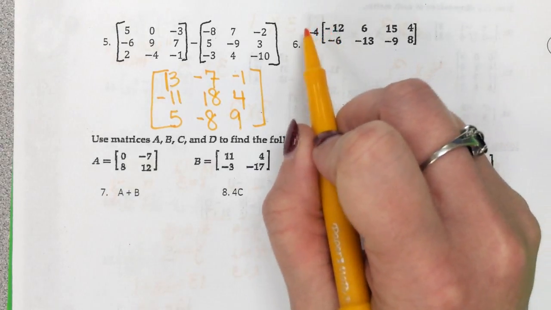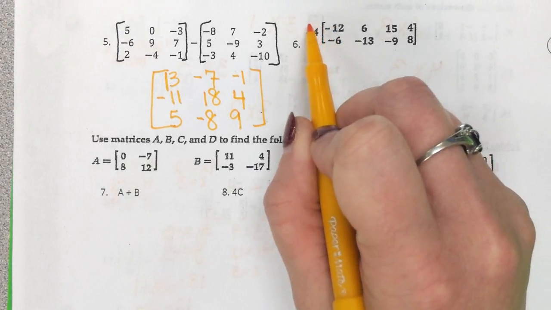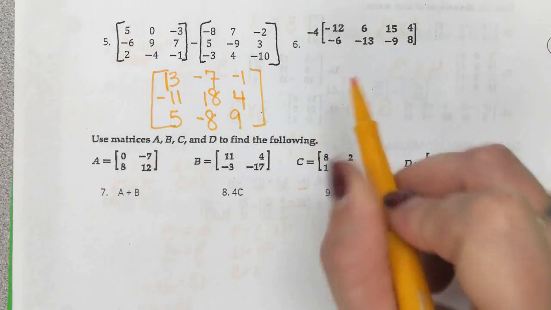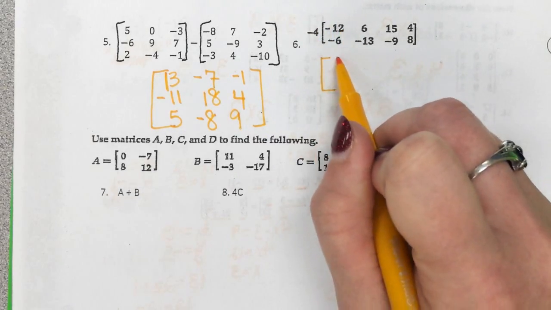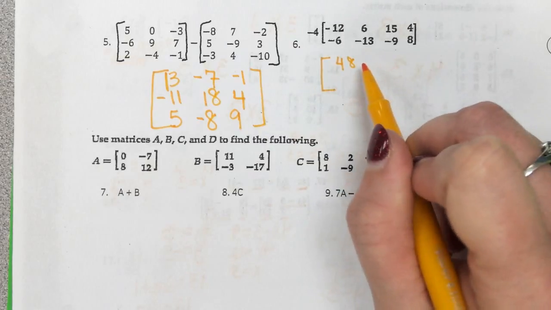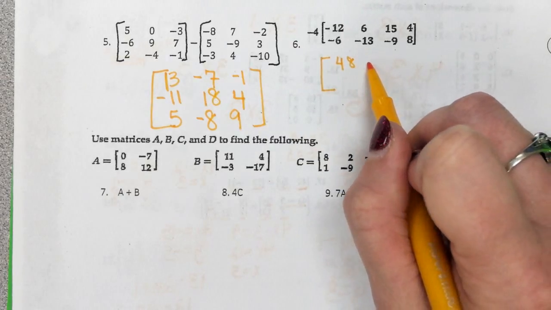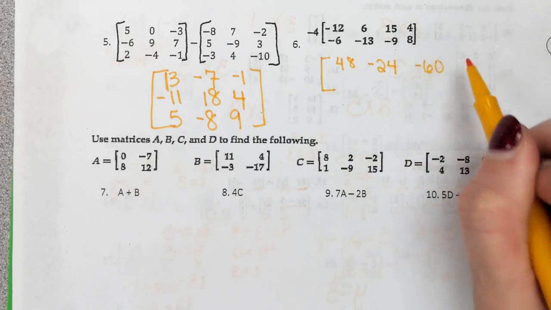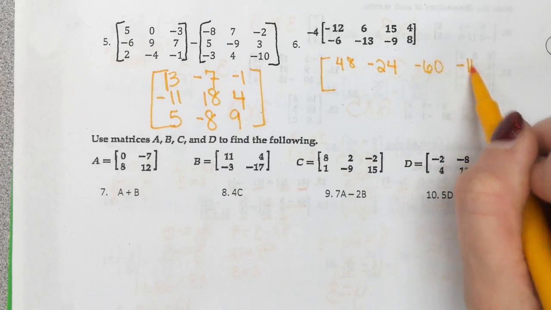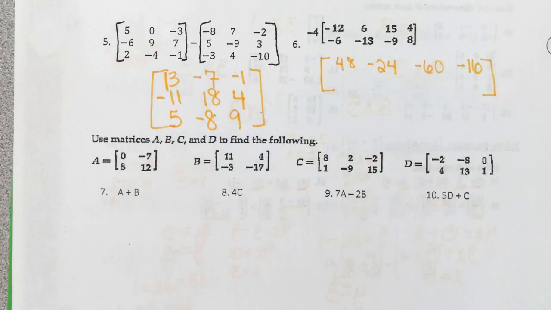Number 6, what are we going to do with this guy? Multiply by negative 4. There you go. So what are we going to write? What's negative 12 times negative 4? Positive 48. And negative 4 times 6? Yeah. Negative 4 times 15? Negative 4 times 4? Yeah. Y'all okay so far?